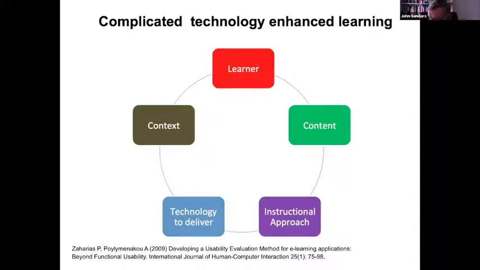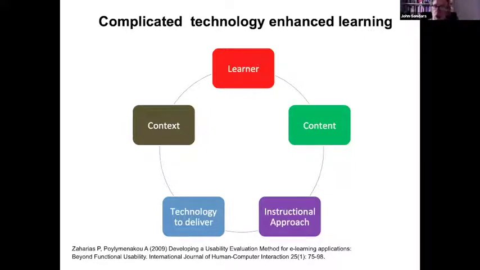And one of the speakers earlier, Hussein, talked about the importance of aligning several factors to get good learning using technology. We need to consider the learner, the content, the instructional approach, the technology to deliver it, and the context. All of these have to be in alignment. And if they're not in alignment, technology is unlikely to work.